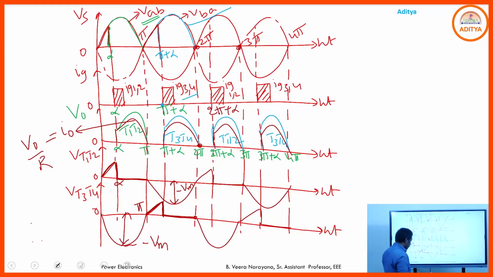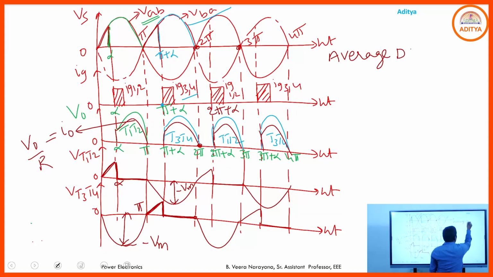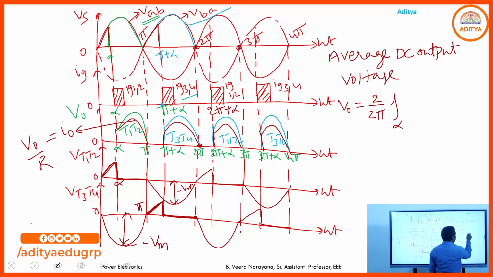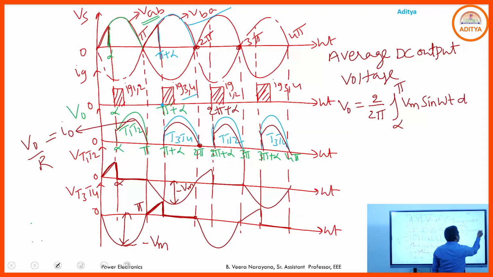And if you go through the average DC output voltage here, V0 equals, how many pulses are you generating here? For completion of one full cycle of the source, we are able to generate 2 pulses in the output voltage waveform. So we will write 2 by 2 pi integral. What is the duration of each pulse? Alpha to pi. So from alpha to pi, how much voltage do you transmit? Vm sin omega t d omega t.